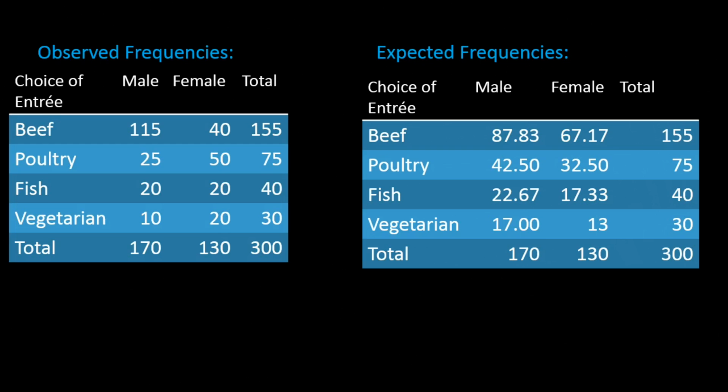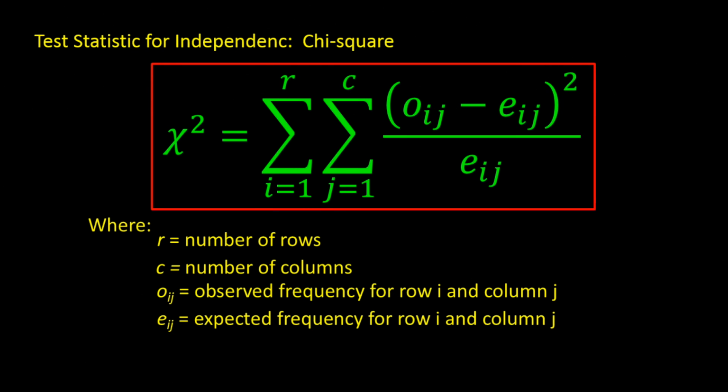As we did before, we want to calculate chi-square by calculating the difference between what is observed and what is expected under the hypothesis of independence. If gender and entree choice are independent, there should be no significant difference between what is observed and what is expected. If, however, there is an association between gender and entree choice, then we will see a significant difference between actual frequency counts and the expected frequency counts. To test for this significance, we use a chi-square test statistic.